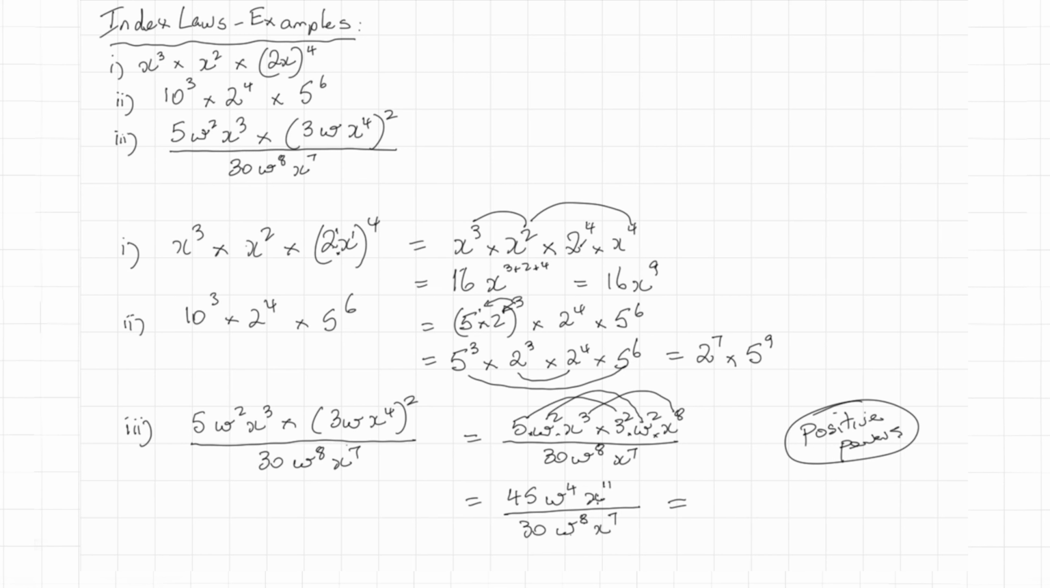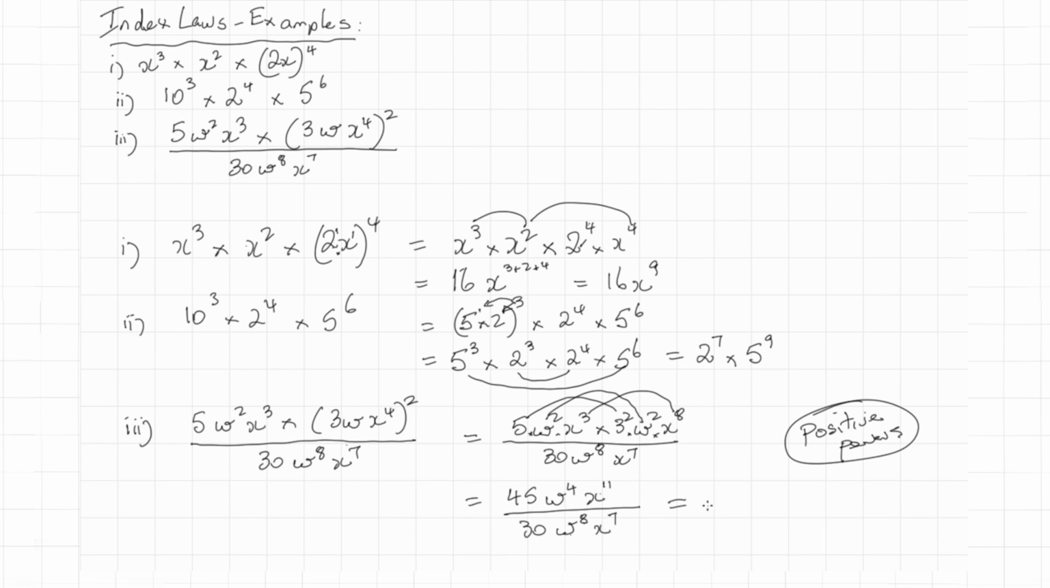When we look at this, we've got more positives up the top, so we're going to put the x's on the top in the answer and go 11 minus 7 and put the x at the top. So the w's will be down the bottom because there are more positive powers of w down here than up here. So we'll put the w's on the bottom in the answer and the x's at the top.